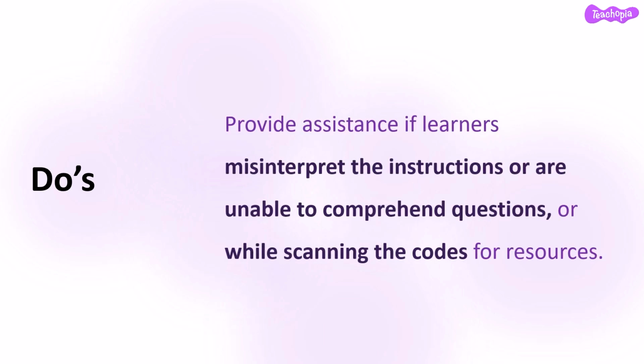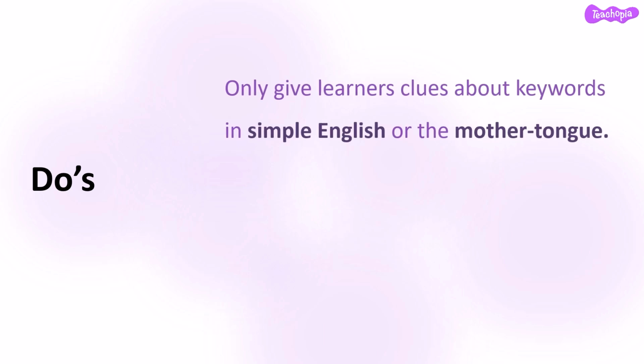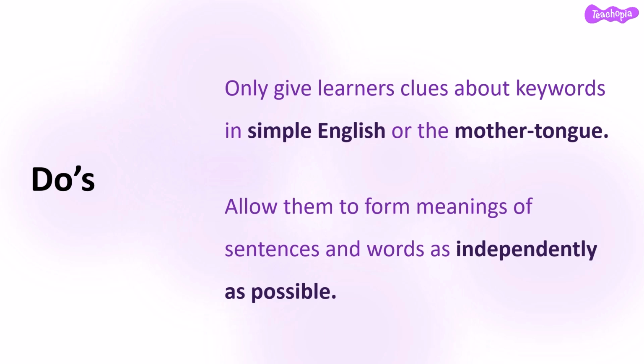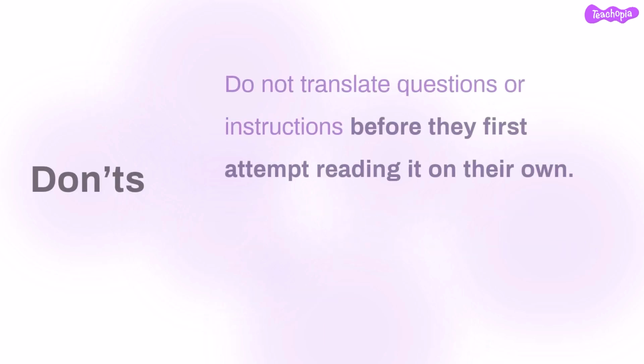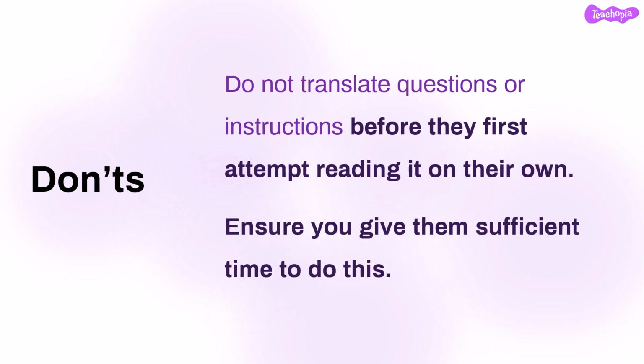Provide assistance if you observe that they are misinterpreting important instructions or questions or struggling with scanning the codes for resources. Use simple English or the learner's mother tongue to clarify keywords only if necessary. Allow them to first understand and form meanings of sentences and words as independently as possible. However, do not translate the questions or instructions before they have attempted to read them on their own. Once again, ensure you give them sufficient time to do this.